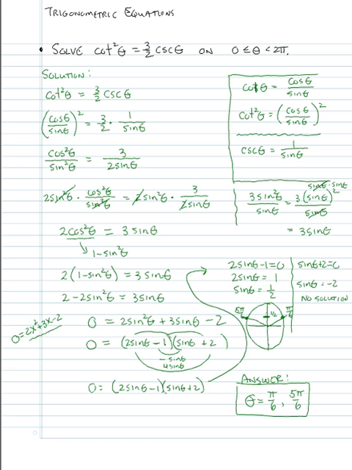So this is a pretty important problem. We've used a whole lot of different techniques in one single problem, didn't we? But we certainly did get a valid solution here: 2 solutions in the interval from 0 to 2 pi.